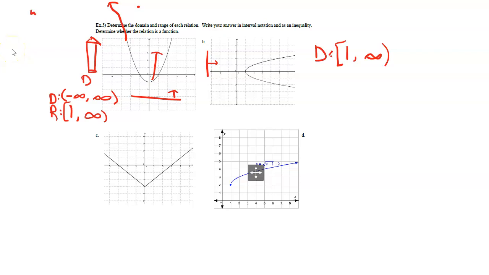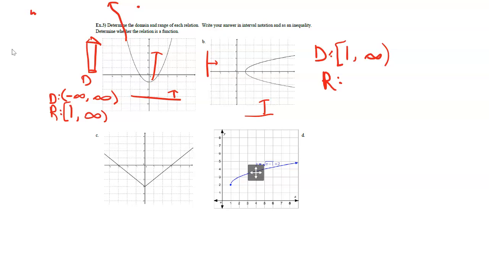Okay, we kind of got cut off on that last video. So we were looking at the domain for part B, moving from left to right. We saw it started at 1 and then it goes to infinity, because we can see as our pencil moves to the right, it's going to keep hitting x values. Okay, let's look at our range. So we're looking at the bottom and moving up.